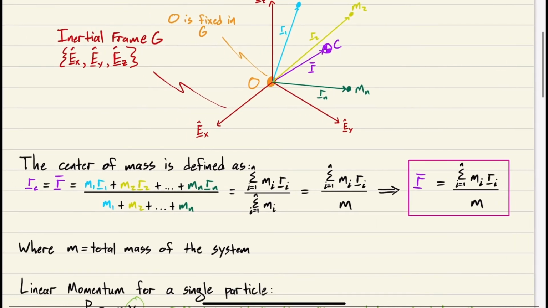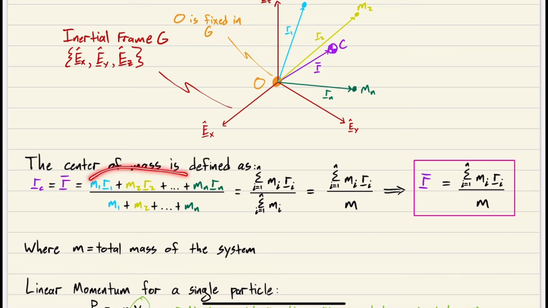So we can rewrite this numerator using summing notation: the sum from i equals 1 up to n of m_i r_i. That is exactly the same as this. And then in the denominator, we just have the sum of all the masses, so from i equals 1 to n, m sub i, the sum of all those.